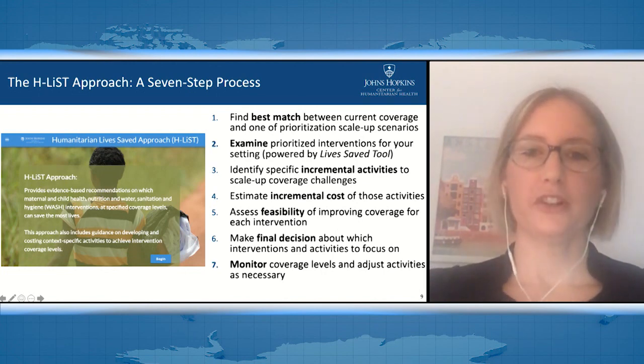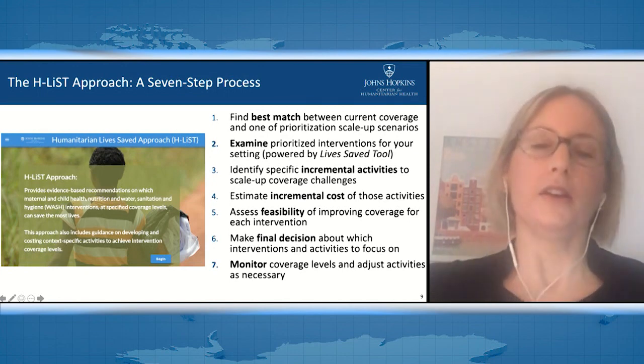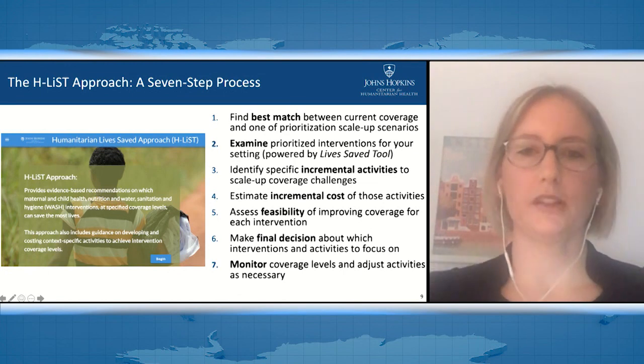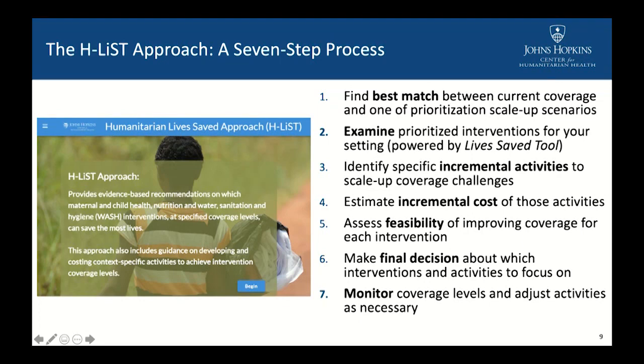I'm going to give you an overview of the 7 steps of the H-list approach, and then we'll go into each one in a bit more detail. So as Paul mentioned, the first step is really to figure out where you are in terms of coverage, and then you identify what we're calling prioritization scale-up scenarios. Step 2, you then examine the prioritized interventions for your setting, and this is where we access the Lives Saved tool. Step 3, you identify the incremental activities that you want to implement to scale up coverage. What do I mean by incremental? It's just a fancy word for additional.